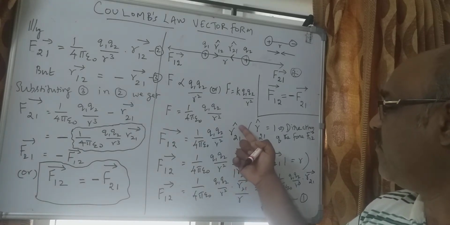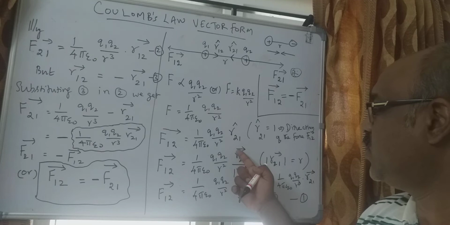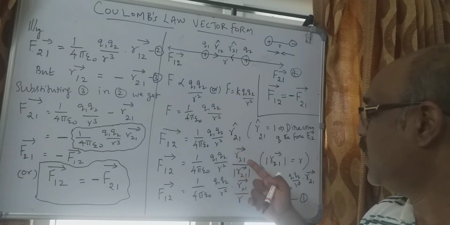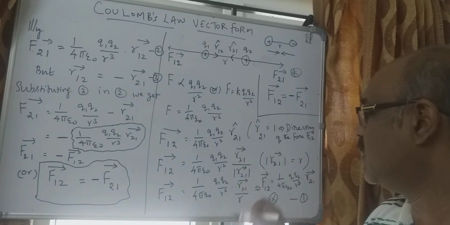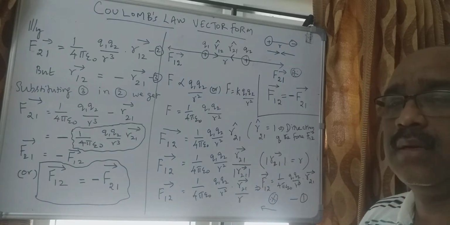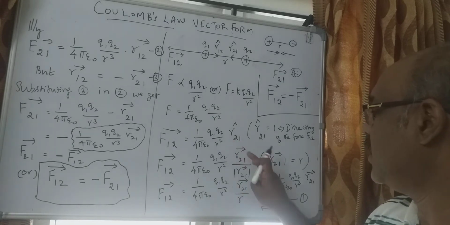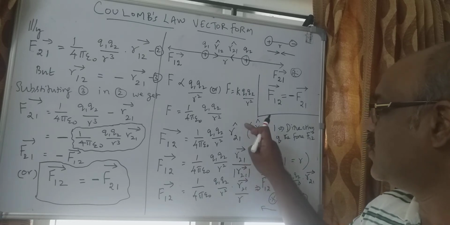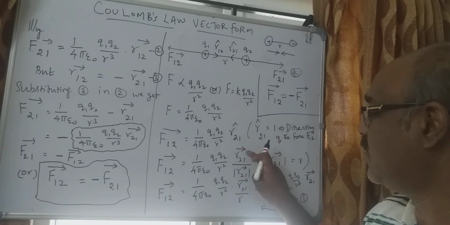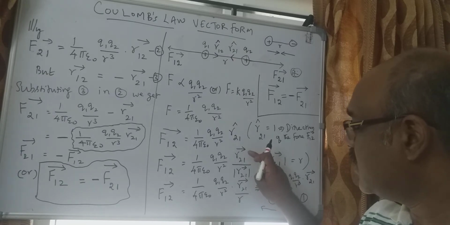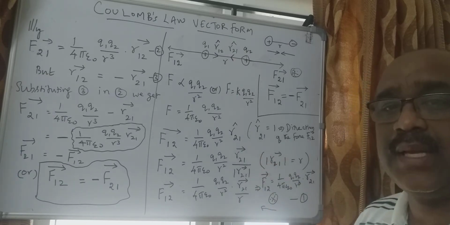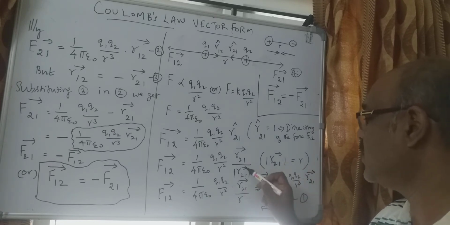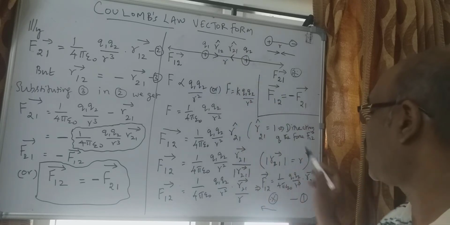This cap vector now is changed to the vector form, the vector with vector symbol divided by the magnitude of this vector. The unit vector can be written like this. This is the cap vector, which can be written as the vector divided by the modulus of the vector, where this modulus of the vector is nothing but the distance r.